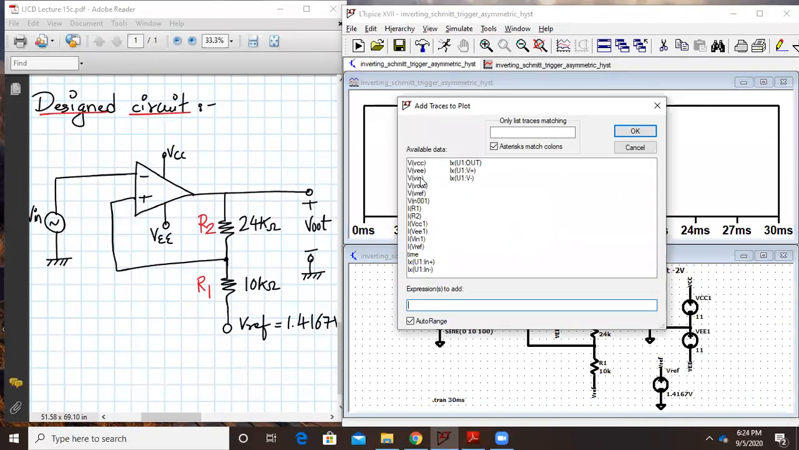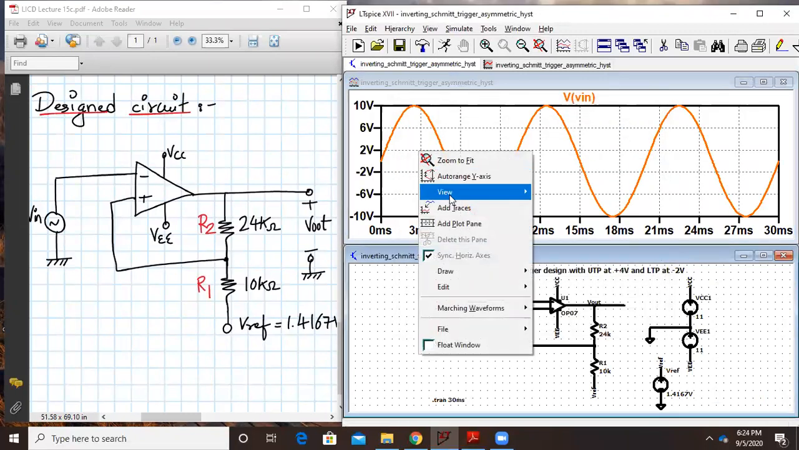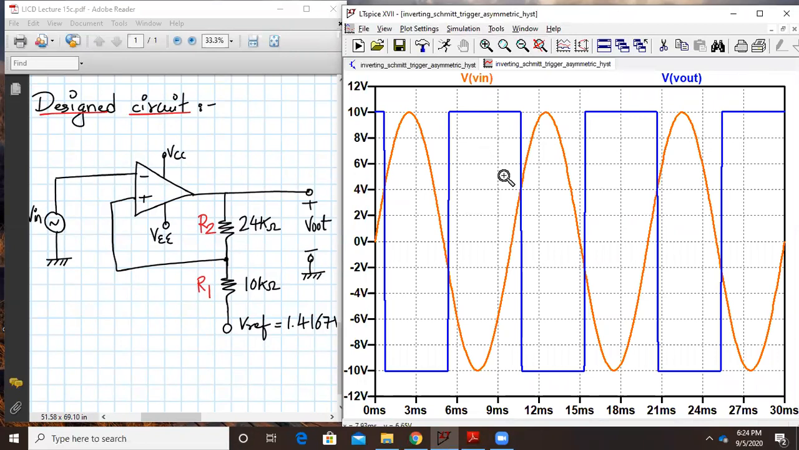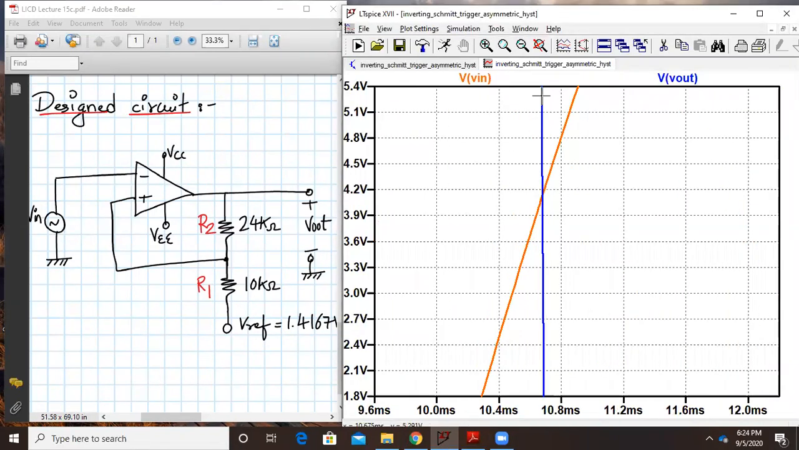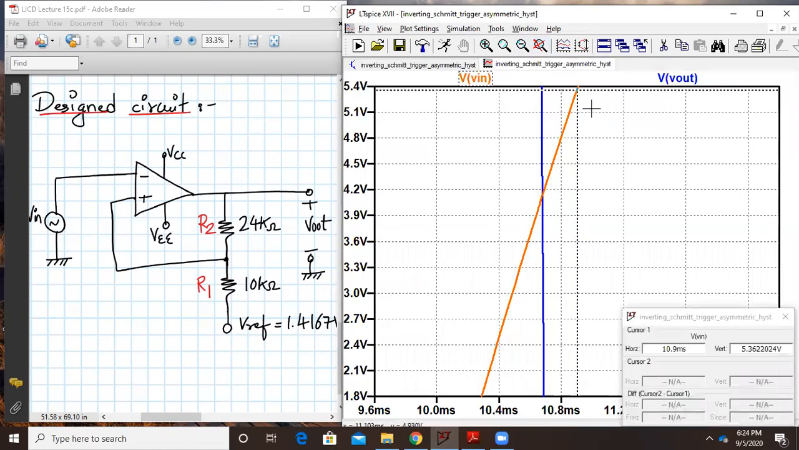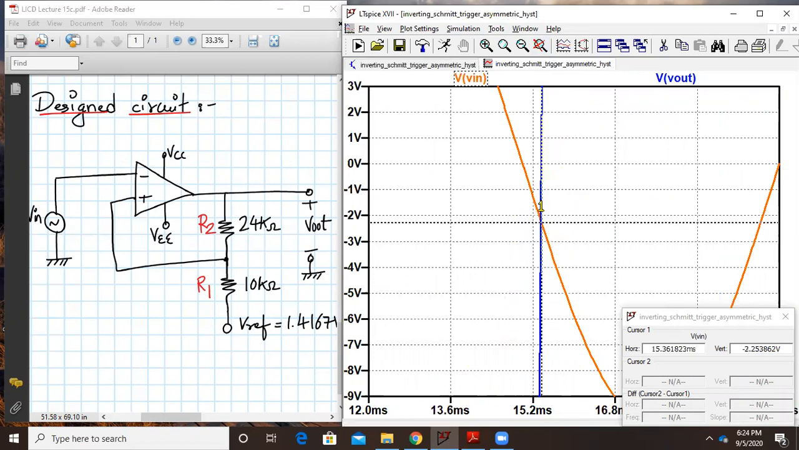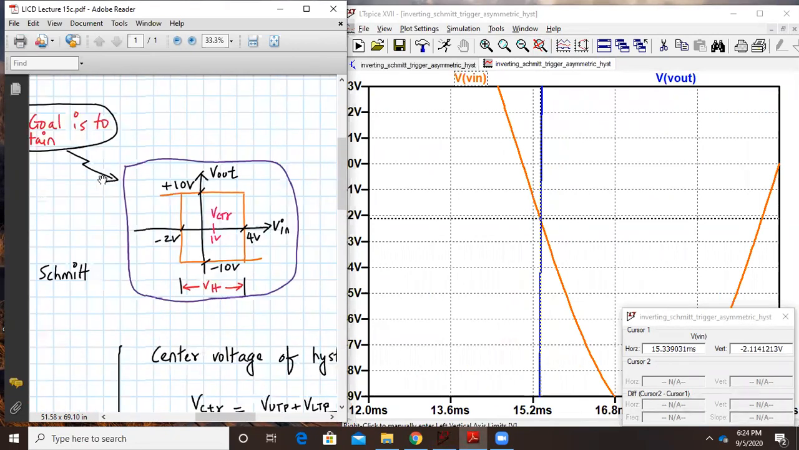Now let us check whether we are getting proper VUTP and VLTP. We add trace, we add Vin first. We got a sine wave of 10 volts peak. Next we add Vout, and we'll maximize this. Let me take this cursor and put it over here. We are getting close to 4.11. It should be plus 4, but we are getting 4.11, and that's fine. The lower point is around minus 2.11. So plus 4.11 and minus 2.11, where we were supposed to get minus 2 and plus 4. That's considerably fine, absolutely fine.